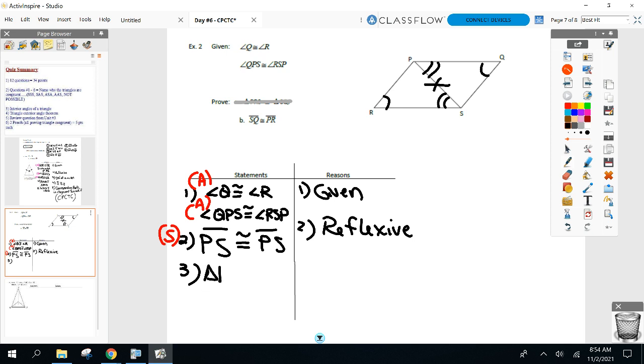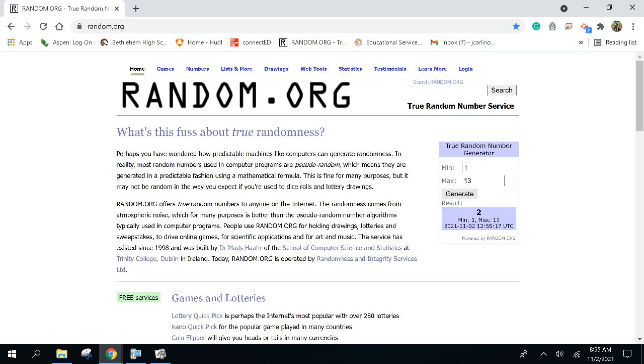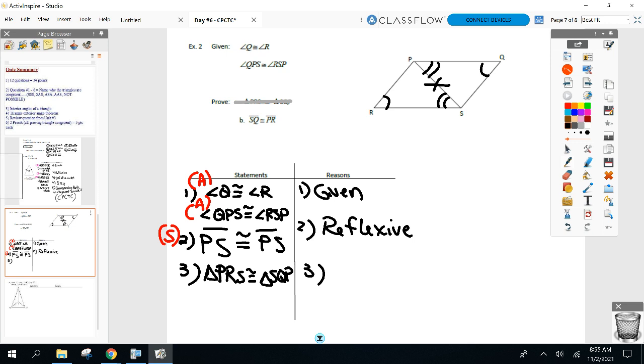Let's see, if I go triangle PRS, I got to go SQP, I think. All right, what's my reason going to be? You only have 4. If you're having trouble determining if the side's in between or not, highlight one of the triangles, draw it out like we did yesterday, and mark it up. What's going to be the reason for those 2 triangles to be congruent? Angle side. Yes, the side is not in between the 2 angles, so that's why I use angle side.